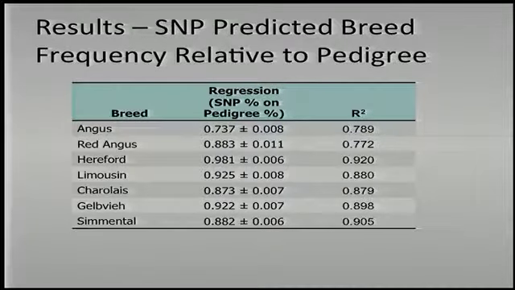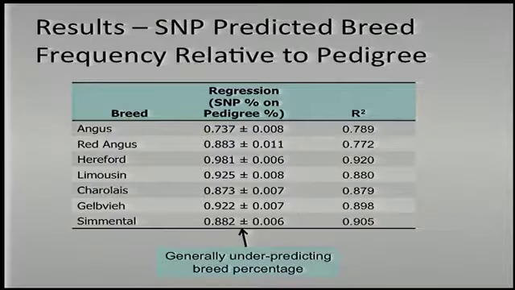The regression right here, this just measures how large we're predicting the composition to be of each of these breeds relative to the actual pedigree composition, or the pedigree-based composition. And generally you see, because this is lower than 1, we're generally under-predicting the pedigree composition slightly. Not necessarily a bad thing. It probably means it's just being a little conservative with calling these breeds completely. And the accuracy is reasonable then in all breeds except Red Angus and Angus. This is some of why that is.